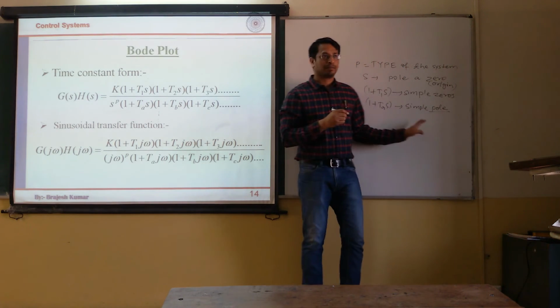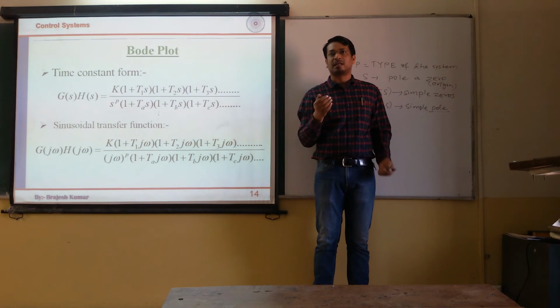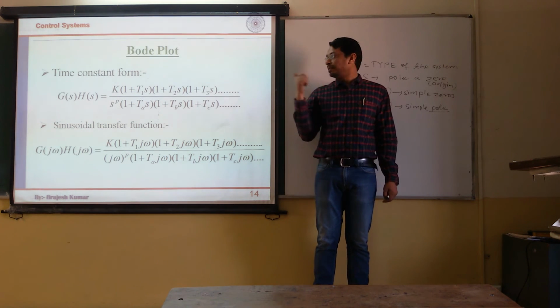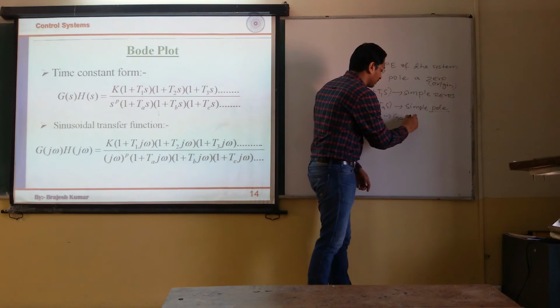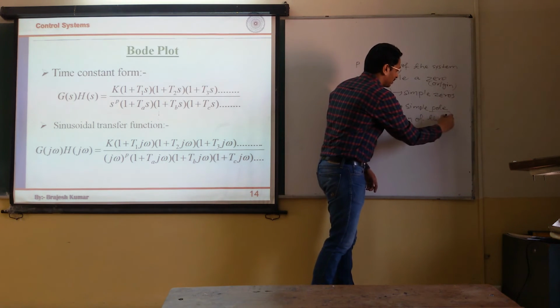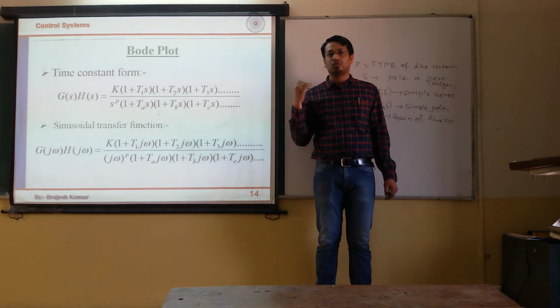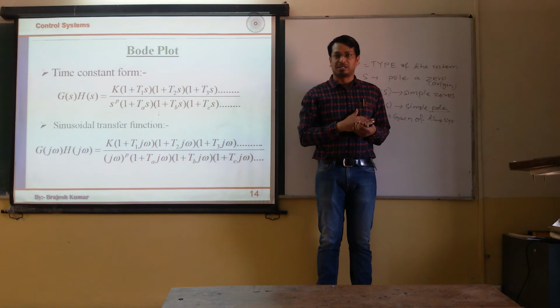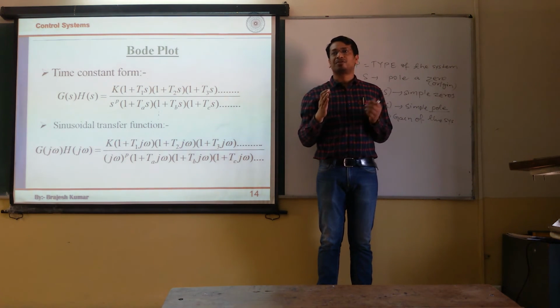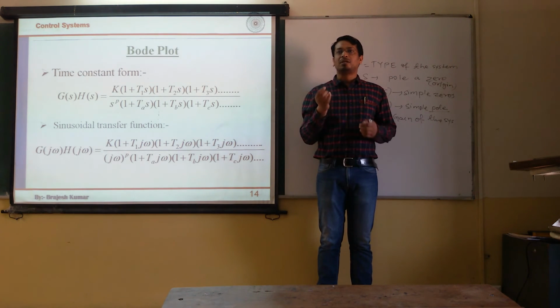Simple. Correct? So first, whatever the transfer function you are going to analyze, first represent that transfer function in this particular form, where capital K is the gain of the system. Represent it in time constant form. These T1, T2, T3 and TA, TB, TC are the time constants of the system. Correct?